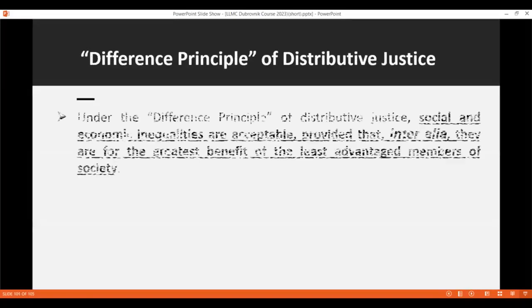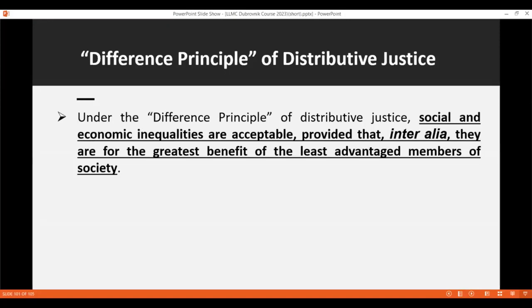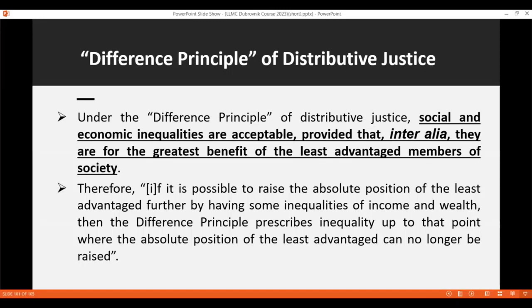And when I was going through philosophy and economics, I came across the concept of the difference principle of distributive justice. And it says that social and economic inequalities are acceptable provided that, inter alia, they are for the greatest benefit of the least advantaged members of society. Therefore, if it is possible to raise the absolute position of the least advantaged further by having some inequalities of income and wealth, then the difference principle prescribes inequality up to the point where the absolute position of the least advantaged can no longer be raised.